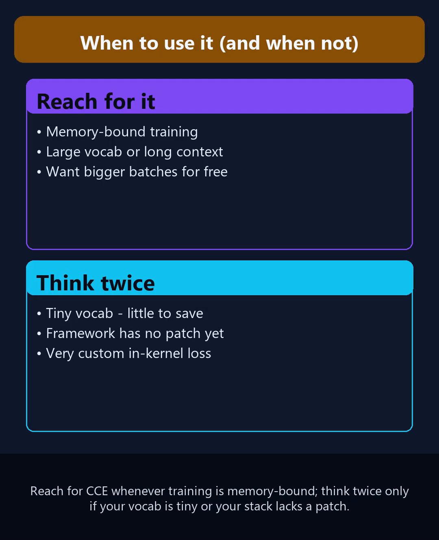So, when should you reach for it? Anytime training is memory-bound: large vocabularies, long context, or small models where the loss dominates. Because it is close to free, it makes a safe default. When might you pause? If your vocabulary is tiny, there is little to save. If you need a custom transform inside the loss, note that CCE splits forward and backward, which actually helps. And your framework needs a patch for your model family.